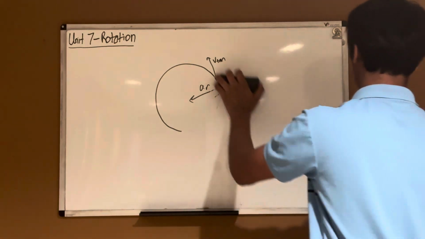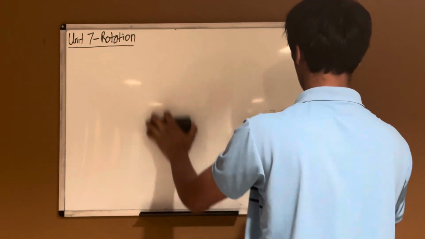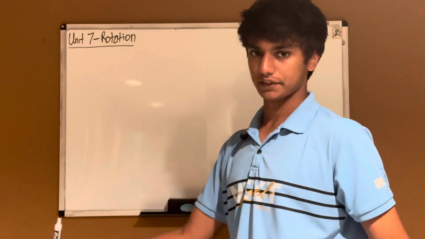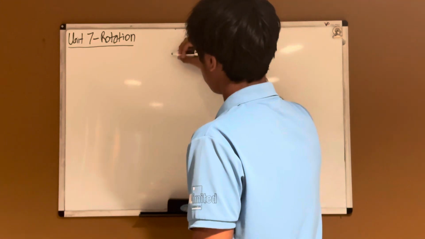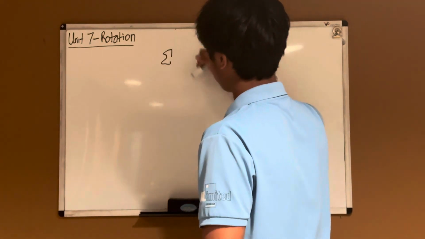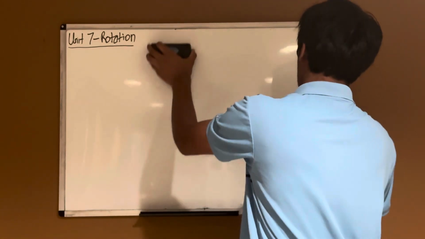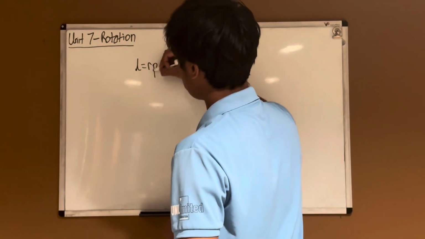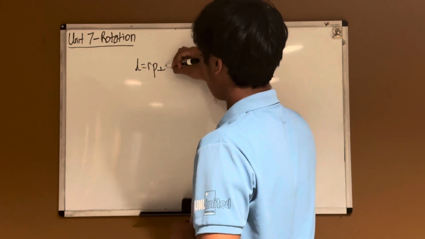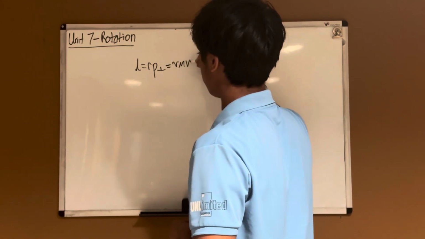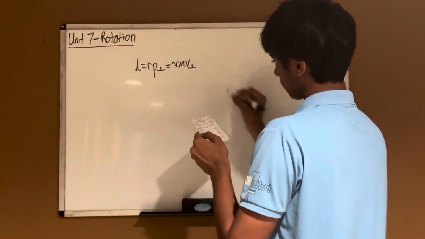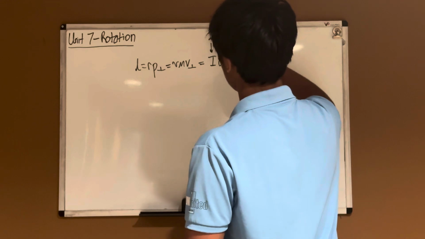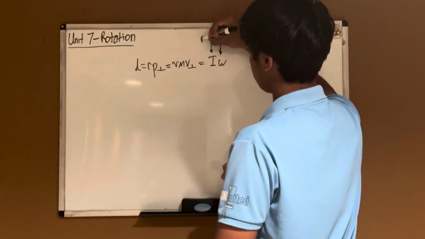Okay, next. Let's talk about angular momentum. The same way we have linear momentum in linear quantities, we have angular momentum. First we'll define angular momentum. Angular momentum is equal to the radius times the perpendicular of momentum, or in other words, r times mv perpendicular, or I times omega. And this just comes again from the idea that P equals mv, mass times velocity.